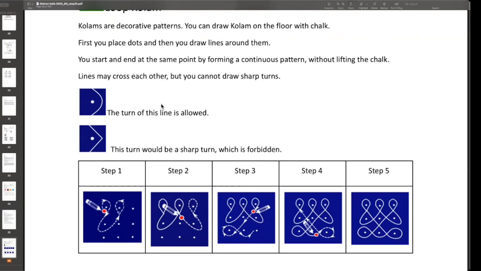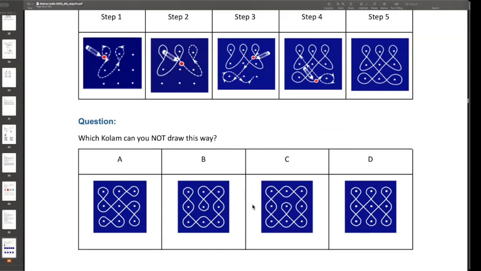C is the correct answer. Can you explain why C is the correct answer? Because it is drawn with the pen lifted while drawing it.